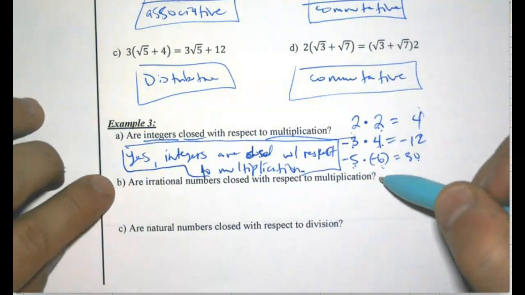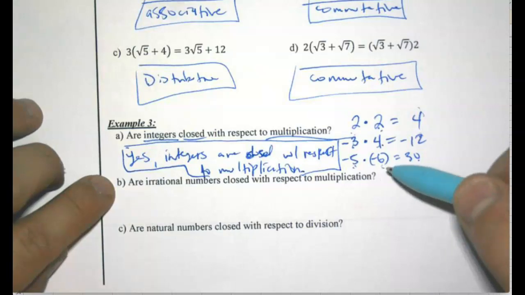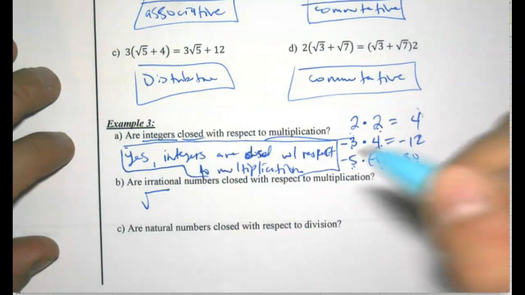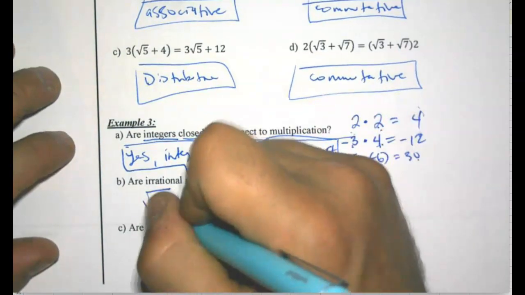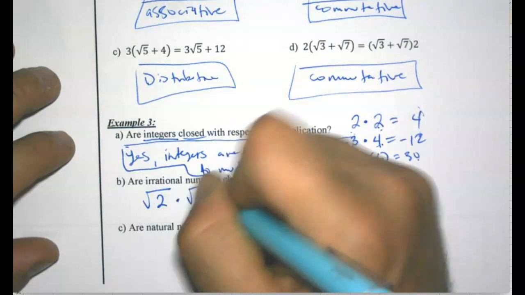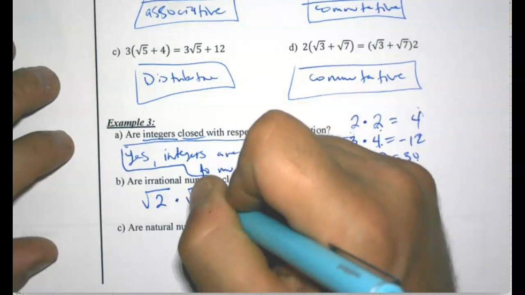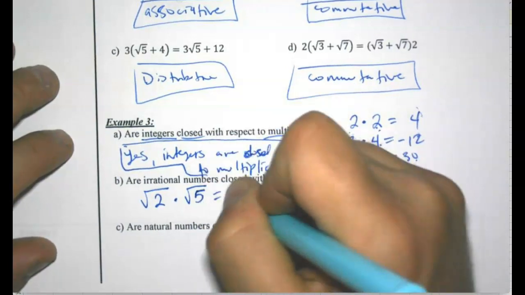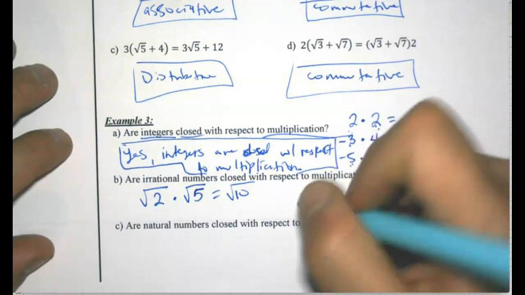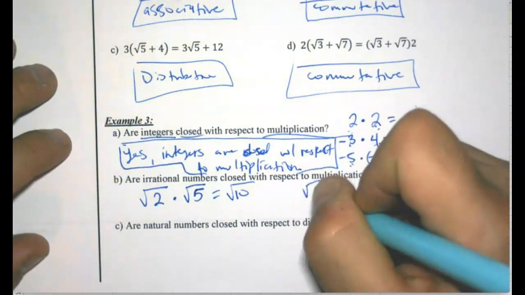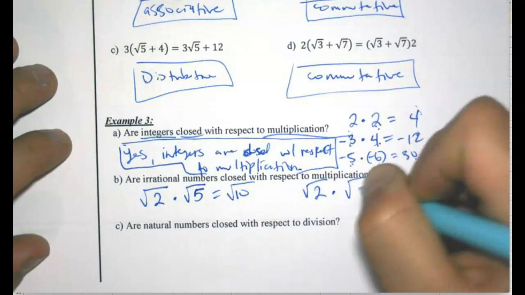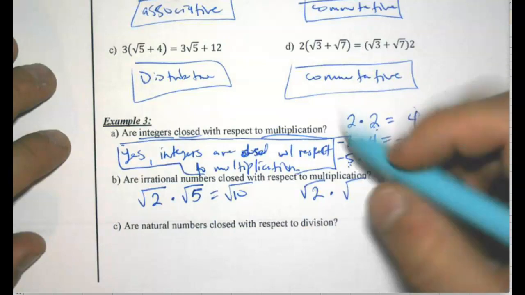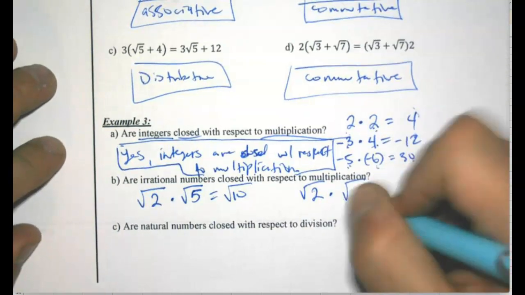Are irrational numbers closed with respect to multiplication? Well, remember, irrational numbers are numbers like the square roots of numbers that are not perfect squares, like the square root of 2. So if you multiply the square root of 2 times the square root of 5, those are 2 irrational numbers. You get the square root of 10, that's another irrational number. By the way, all you need is one example to prove that they're not closed, but definitely use a few examples before you decide that they aren't closed.